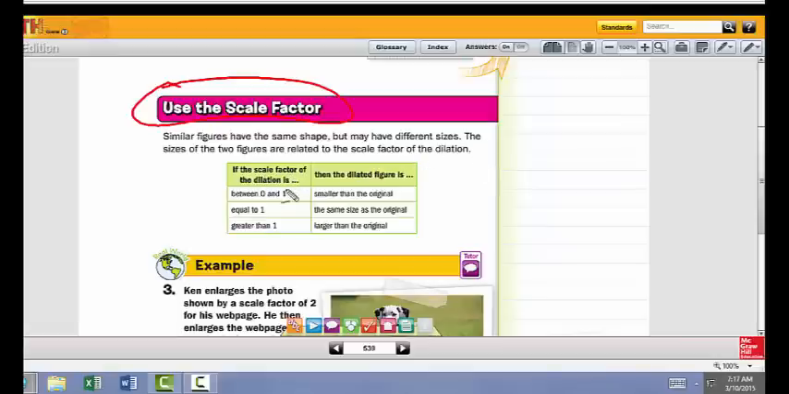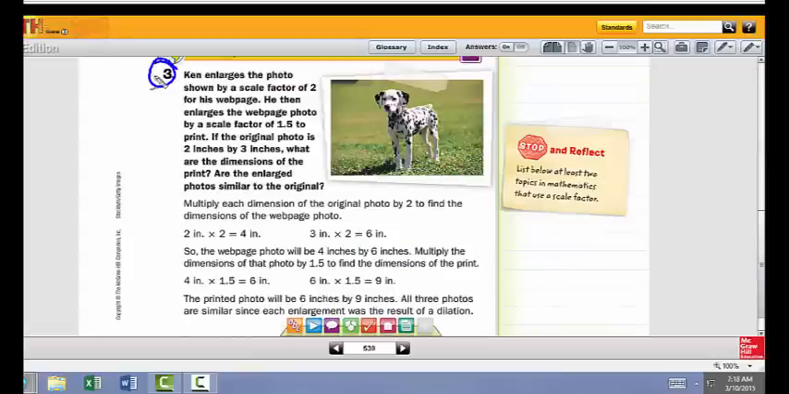If the scale factor of the dilation is between 0 and 1, you're going to have a dilated figure that's smaller than the original. I'm not going to spend much time talking about this because that wouldn't be really similar, although they would technically be similar. A better answer to that would be that they're congruent for whenever you have a scale factor of 1. And of course, if the scale factor is greater than 1, then the dilated figure will be larger than the original. Let's take a look at problem number 3.